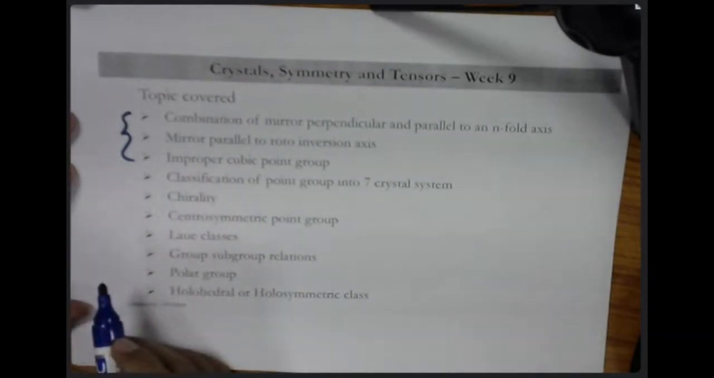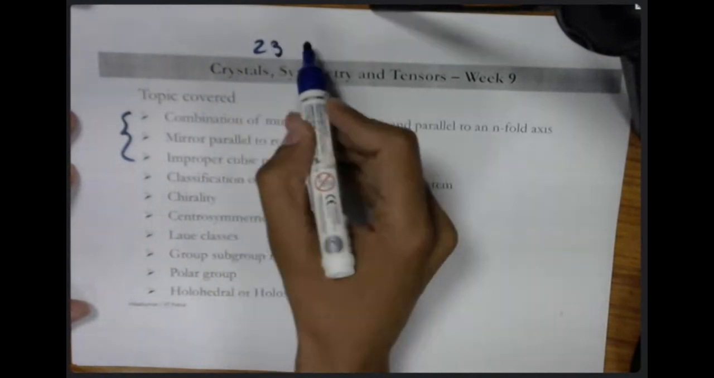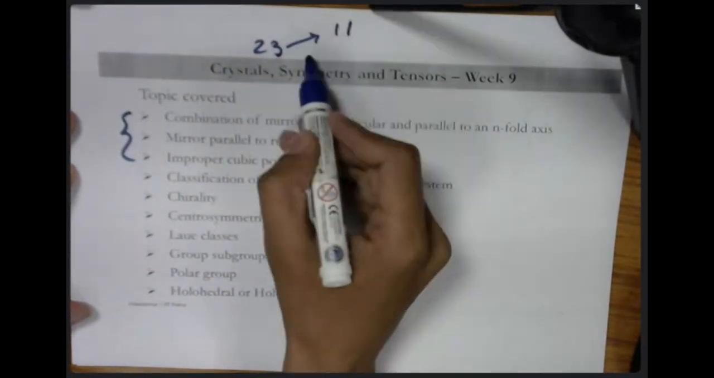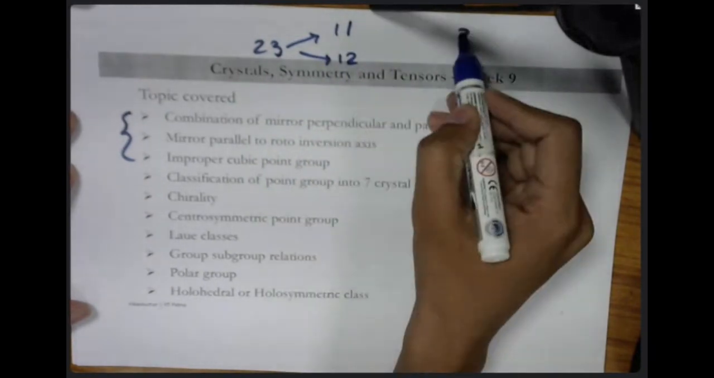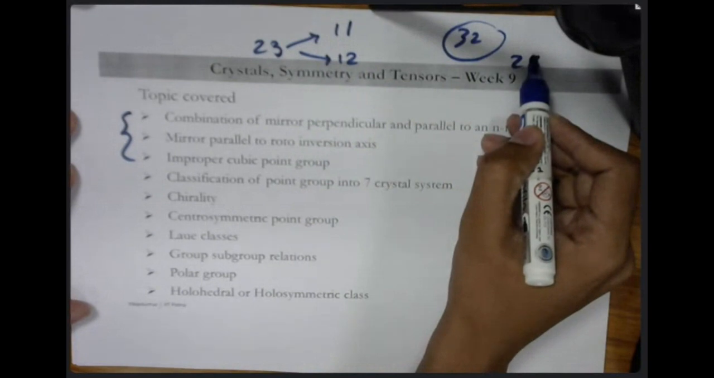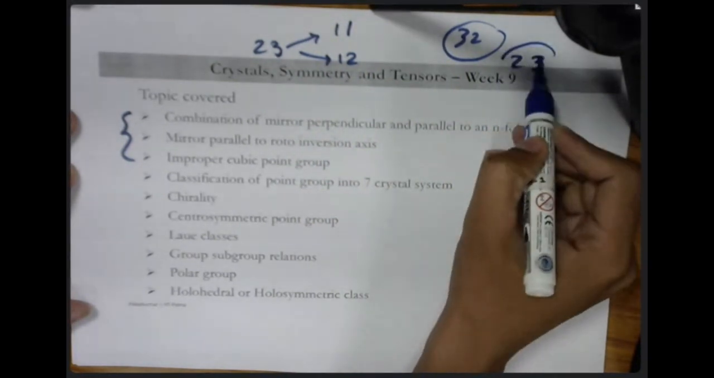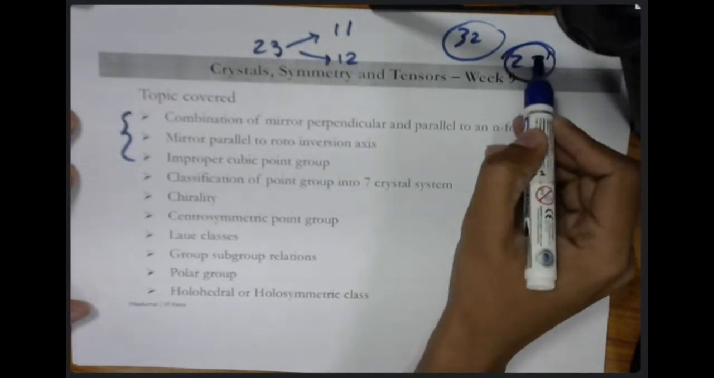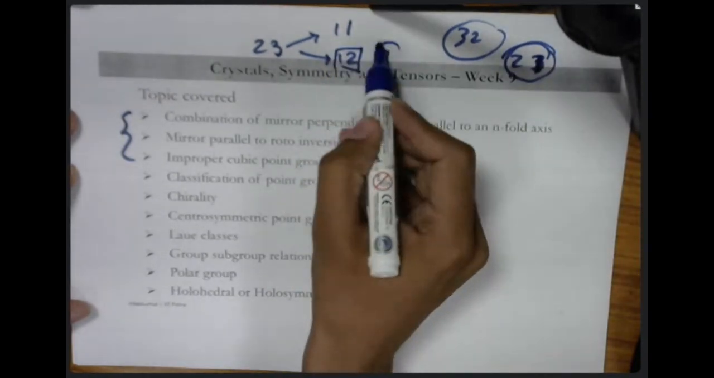So, in total, last week we did 23 of the point groups completed, out of which 11 were proper and the remaining 12 were improper. But there were a total of 32. So there should be 21 improper point groups overall. 12 is over, 9 was left, and 9 was covered here.